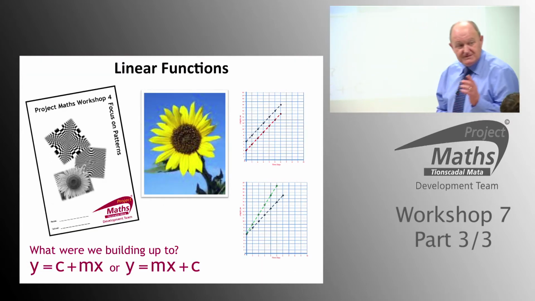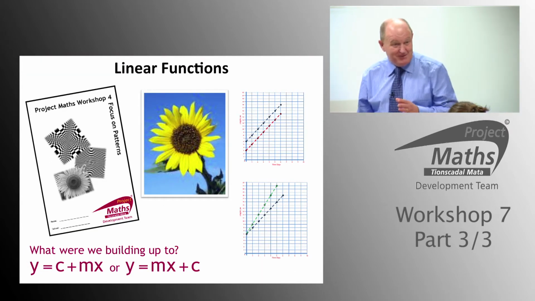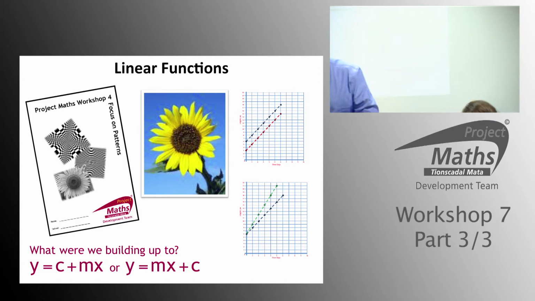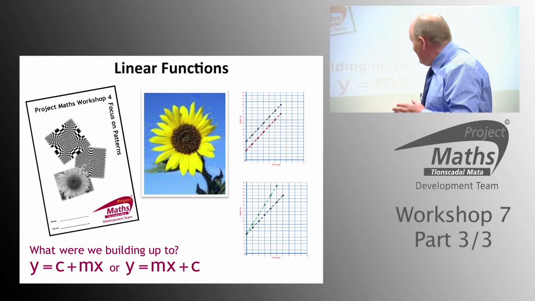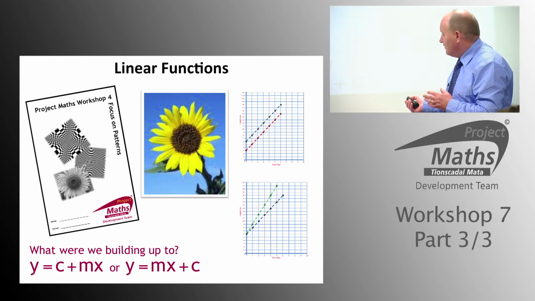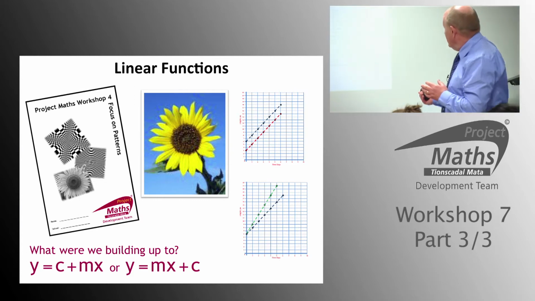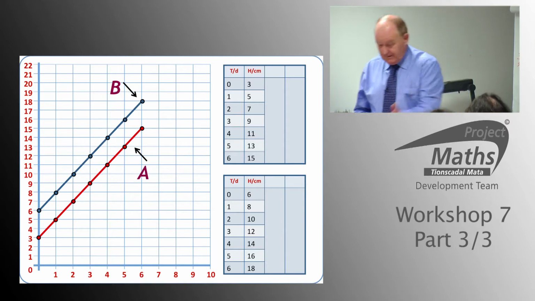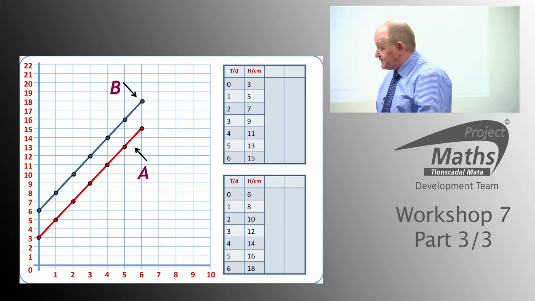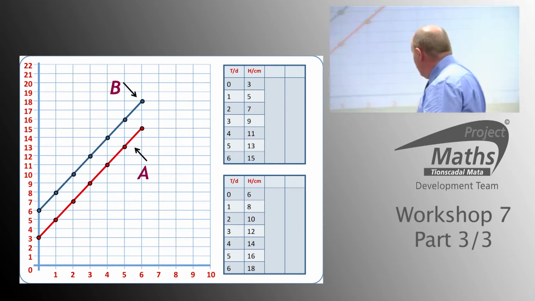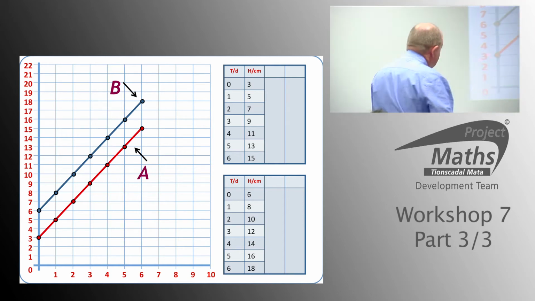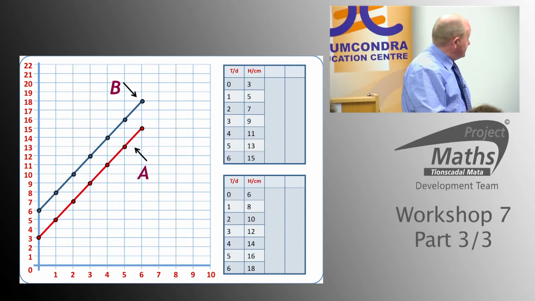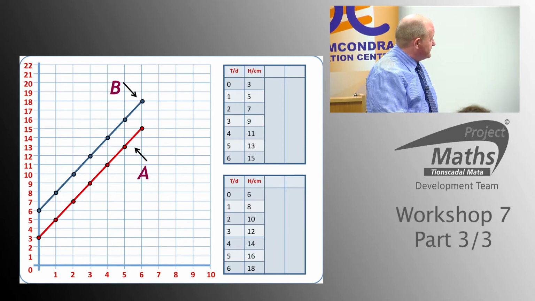Now, I said if I saw the sunflower once more, but here's the sunflower again for you, right? Here's the sunflower, which is in workshop 4. And if we look at the sunflower, here's the graph of the sunflower. We said we went into the garden centre and we bought a sunflower which was initially on day 0 a start height of 3 centimetres and it grew at a rate of 2 centimetres per day.